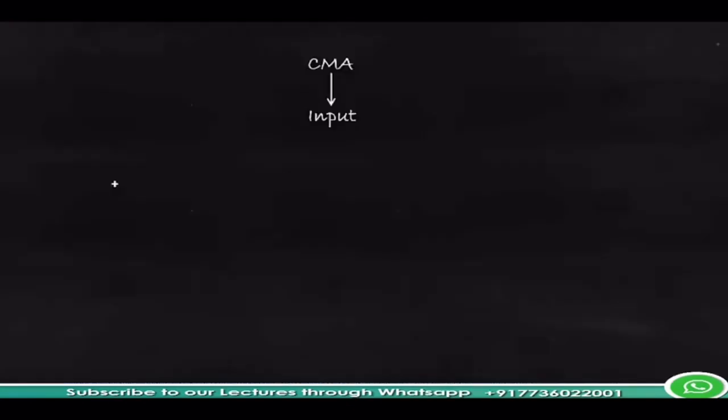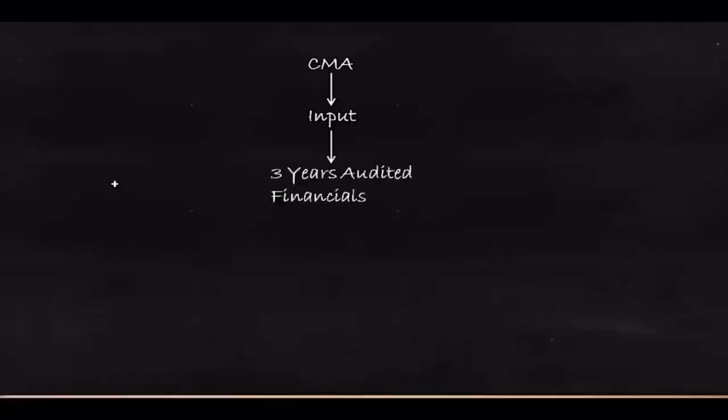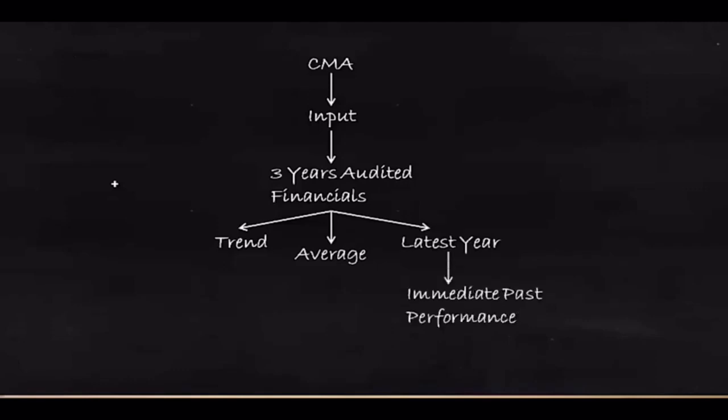So in CMA we have to give input that is basically for the past as well as for the future. But when you give input for the past 3 years audited financials, you are facilitating, number one, to understand what is the trend of the company, how the company has moved in the past 3 years, and you can also get what could be the average performance of the company, and you will also get to know what is the latest year or immediate past performance of the company.